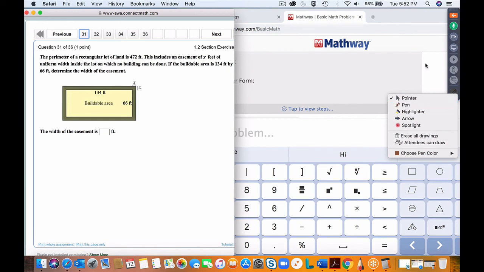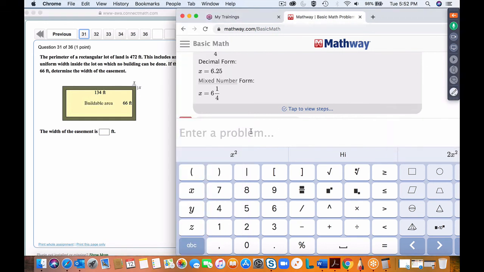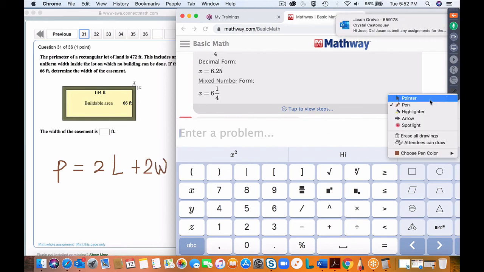This is the perimeter. Let's put right here the perimeter. Remember, the perimeter is equal to 2L, the length, plus 2 times the width. And that's the plan. So let's have that.